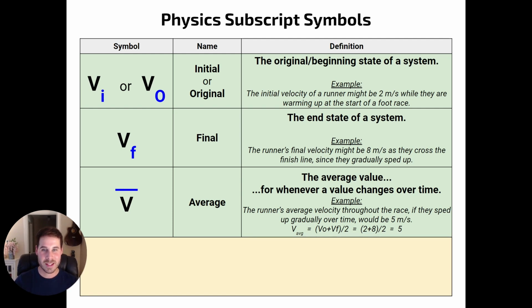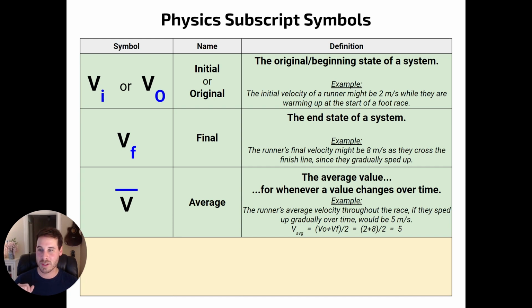So in this case, I took the average of the two speeds, which was 2, which was the beginning speed, and 8, which was the final speed, and then I added them together and divided by 2. So 2 plus 8 divided by 2 equals 5. So I figured out that the average speed of this runner would be 5 meters per second.